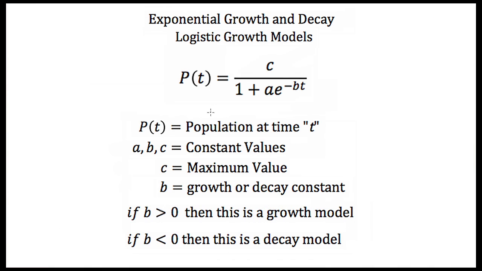Now the last type of exponential growth or decay models that we're going to talk about are logistic growth models. Here we have the equation for a logistic growth model. This is the basic form of this equation. The population at time t is equal to c over 1 plus a e to the negative bt. Now a, b, and c are all constant values, but c is going to be the maximum value.